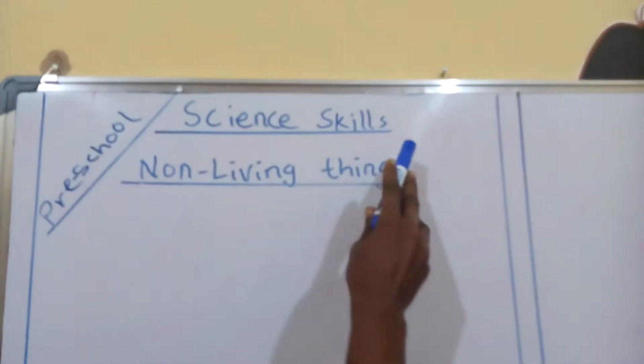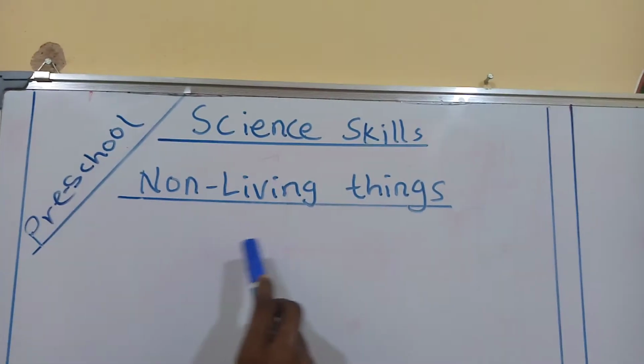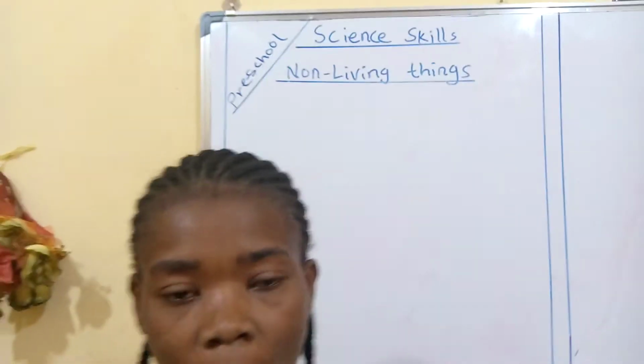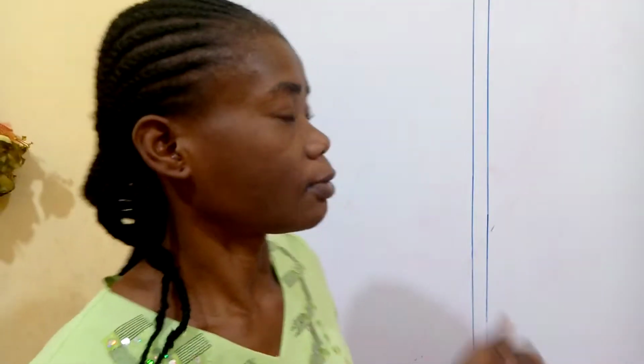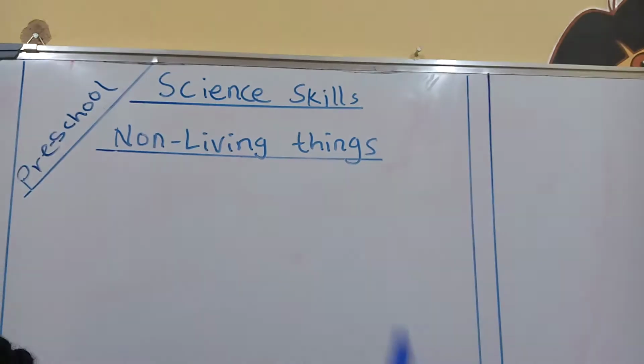Today, our subject is science, and the topic is non-living things. You can remember last time that we learned about living things, which I told you are those things that have life in them. I also mentioned you as a living thing, me as a living thing, animals as living things, plants as living things. So today we are no longer talking about living things, rather non-living things.